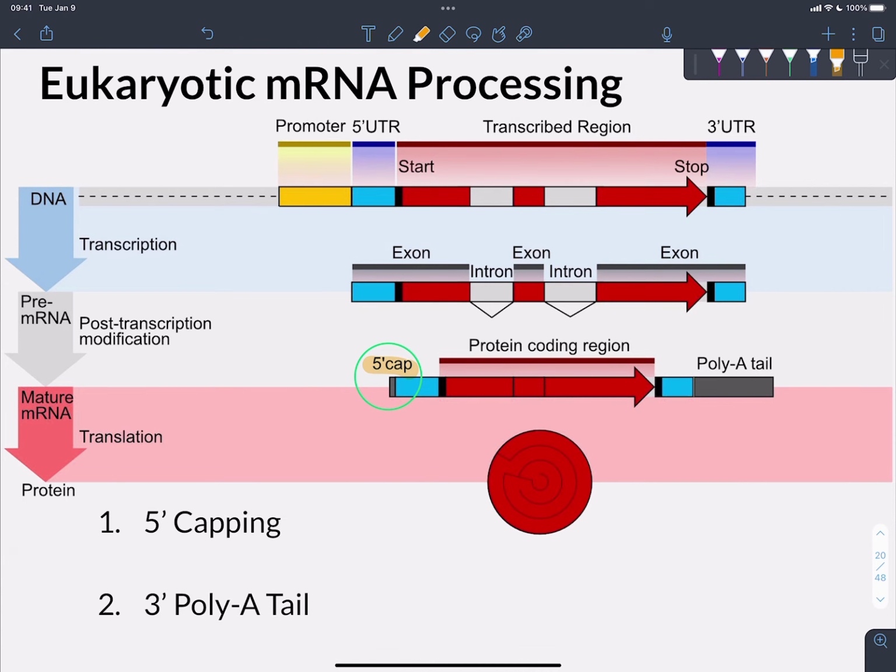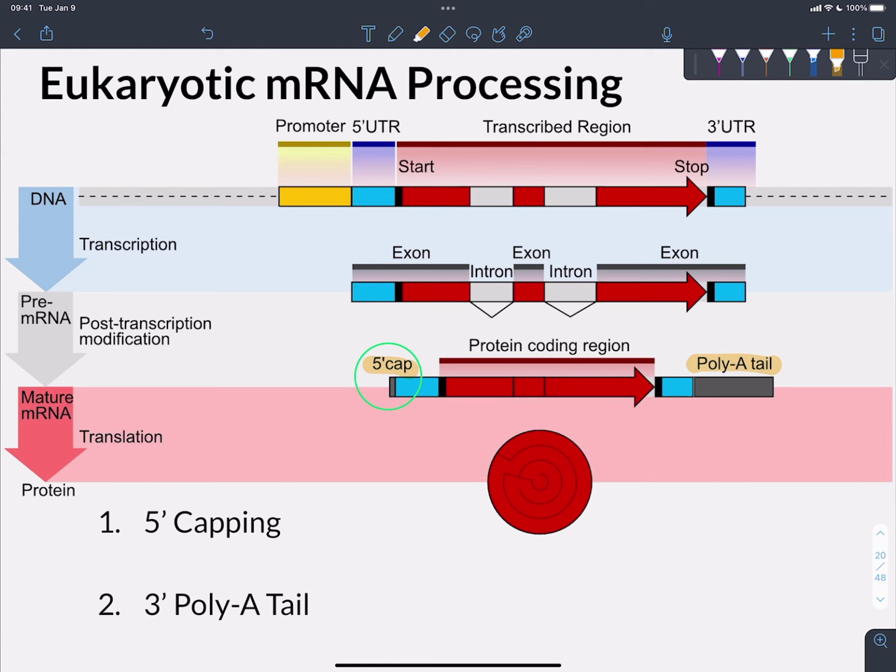It's a single nucleotide on the front of the transcript that signals to the cell this transcript is to be exported from the nucleus. The other thing that we're going to add is to the 3' end, or the tail of the mRNA, if you want to think about it that way. We're going to add a poly-A tail. That poly-A tail is just a chain of adenine RNA nucleotides. It could be hundreds or thousands of nucleotides in length.